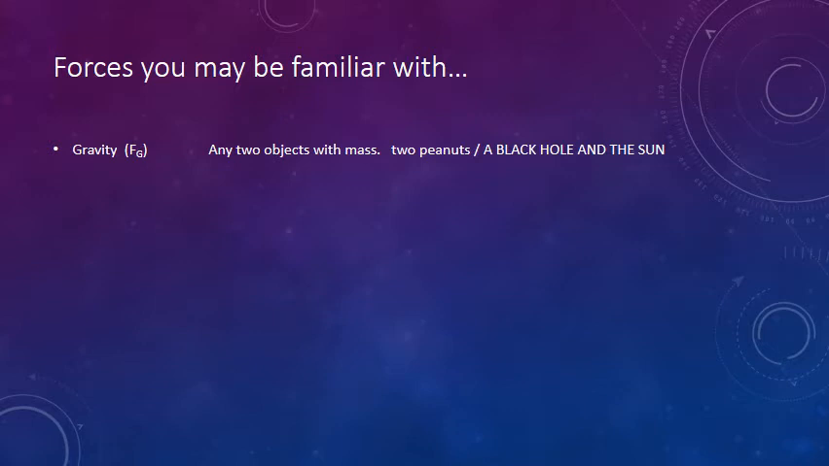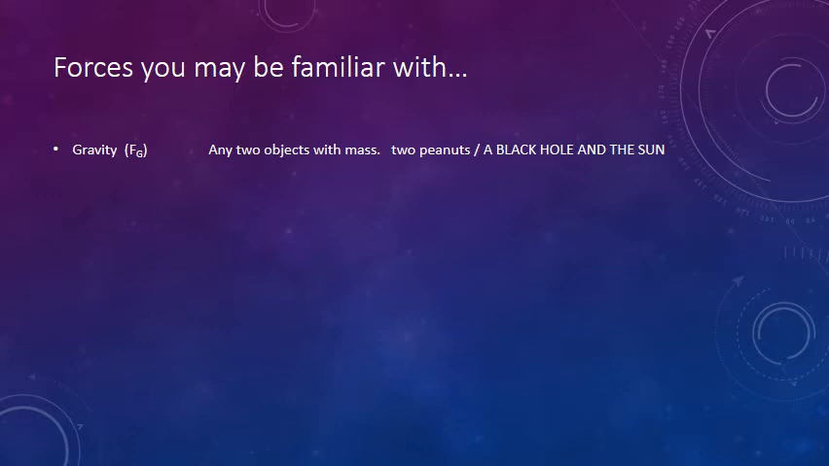Gravity is a force that acts between any two objects with mass. So if you had two peanuts in outer space, there would be a gravitational attraction between those two peanuts. They would actually be pulling towards each other, just like we're pulled to Earth right now. Of course, that's a very small amount of gravity because the peanuts don't have very much mass. If I have objects with more mass, like a black hole or the sun, and they were close to each other, there would be a much larger Fg than between the two peanuts.